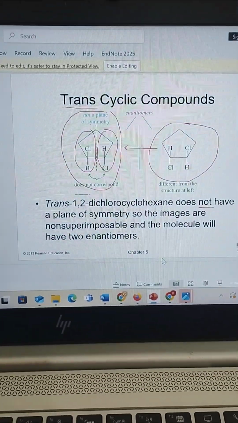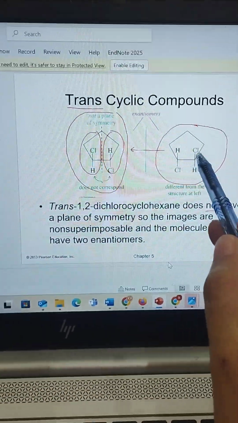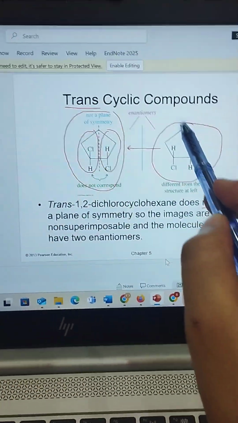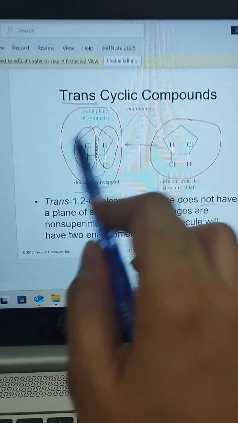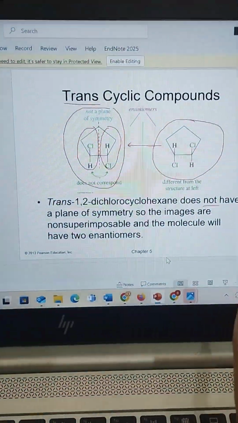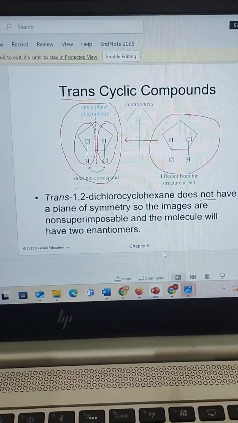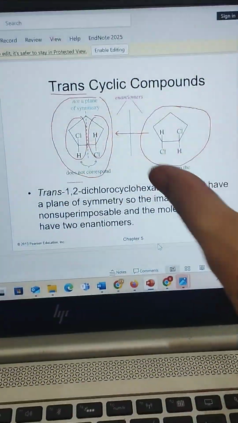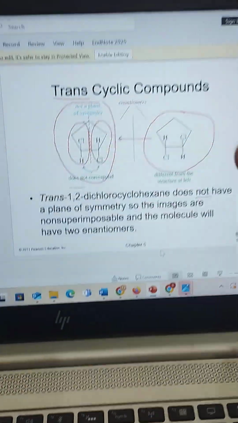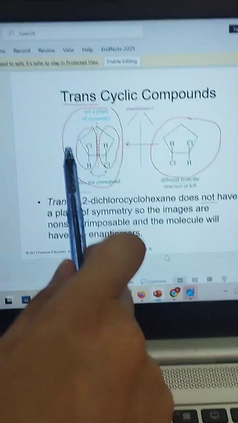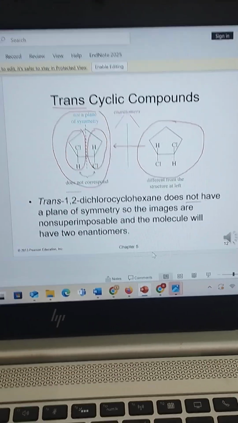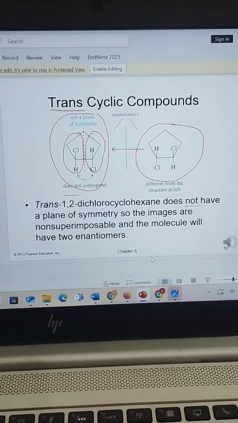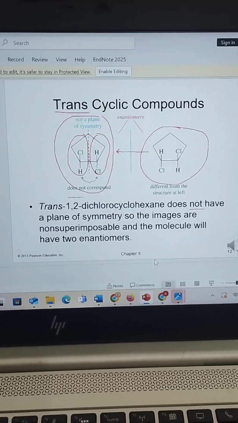First of all, the presence of chiral centers. Chiral center means four different groups are attached, and there is no plane of symmetry, so if we cut the molecule into two halves, they would not be similar to each other. And the third is that they are non-superimposable. If we rotate the molecule by 180 degrees, and then pick the reflection or the other molecule and try to impose it on the first one, they would be non-superimposable. So this is the example of trans cyclic compounds, and basically trans are chiral and cis are achiral.